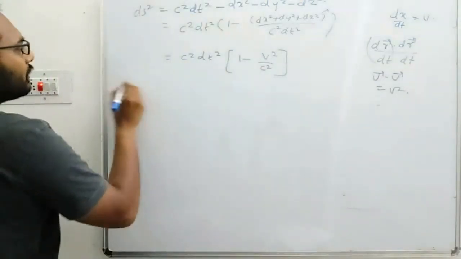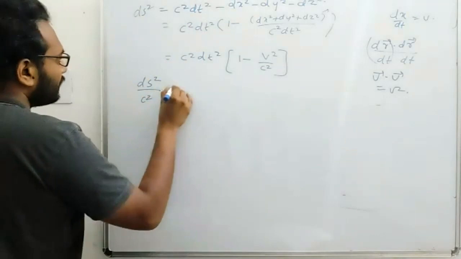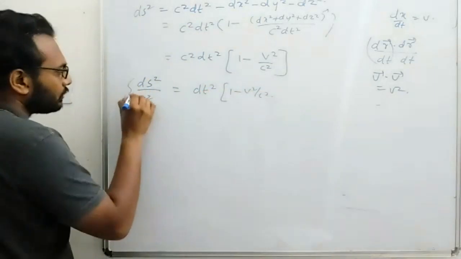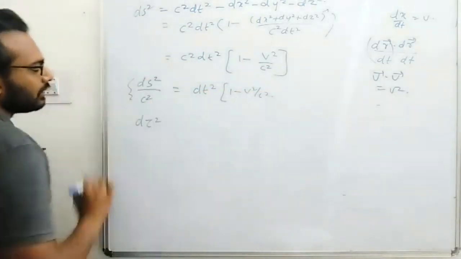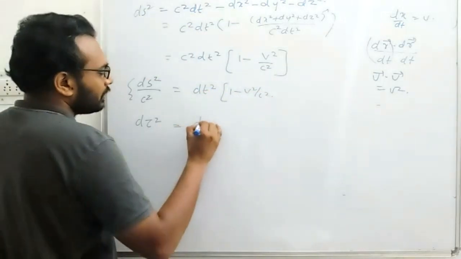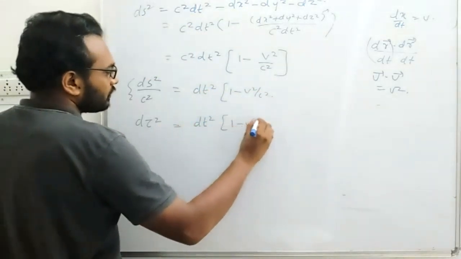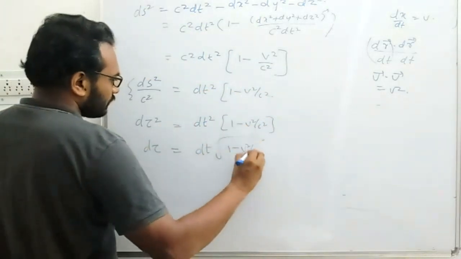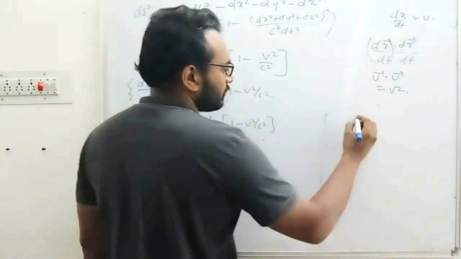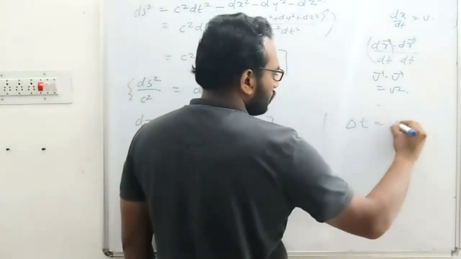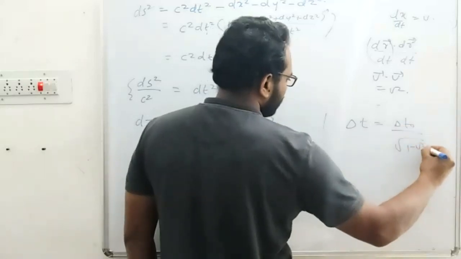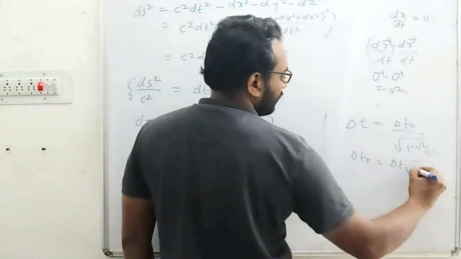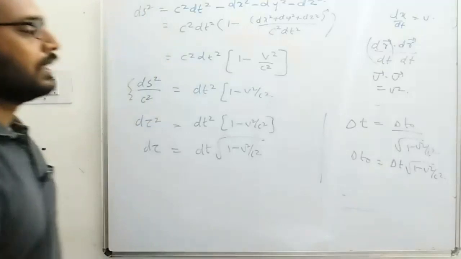Now what is this quantity? You see that this c square is there. If you take ds square by c square, this is equal to dt square times 1 minus v square by c square, and this quantity is often called d tau square. That's equal to dt square times 1 minus v square by c square, or d tau is equal to dt times the square root of 1 minus v square by c square. We already saw from the Lorentz transformation a relation of this form: delta t equals delta t0 divided by the square root of 1 minus v square by c square. So delta t0 is equal to delta t multiplied by the square root of 1 minus v square by c square. Is that clear?